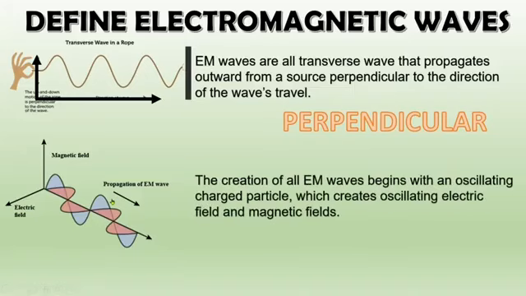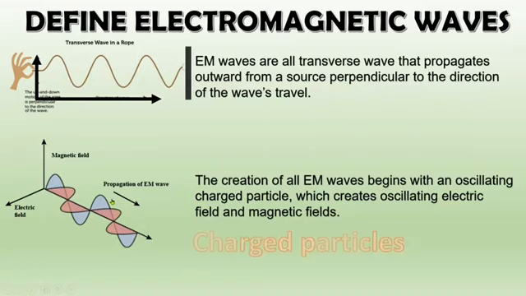The creation of all electromagnetic waves begins with an oscillating charged particle. Charged particles refer to the protons and electrons, which create oscillating electric and magnetic fields. These waves illustrate the magnetic field, and this one illustrates the electric field.